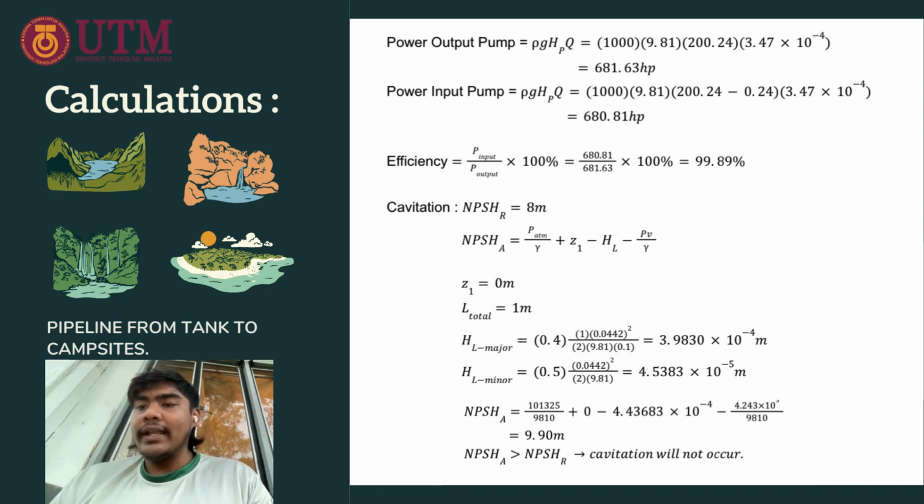Next, we calculate power input for the pump. And in the power input, we neglect the head losses. So we use the formula of rho GHPQ after we calculate and minus with the head losses. We got 680.81 HP. For the efficiency, we use the formula of power input over power output times 100%. And after we calculate, we got our efficiency for the pump is 99.89%.